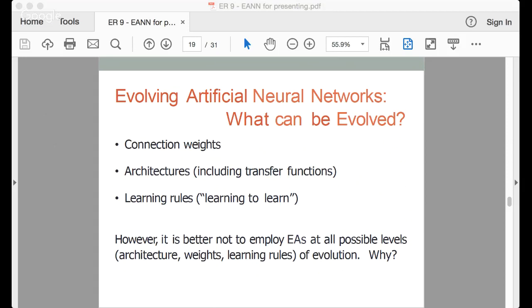Okay, any ideas why it's better not to employ EAs at all possible levels of evolution? Okay, so personally, I don't know the answer yet. I'm looking around, reading papers, doing my research, trying to find an answer, and I would love to hear from you. Maybe today at the end of the presentation we can reach an answer, maybe in one of the next webcasts. So let's move on.